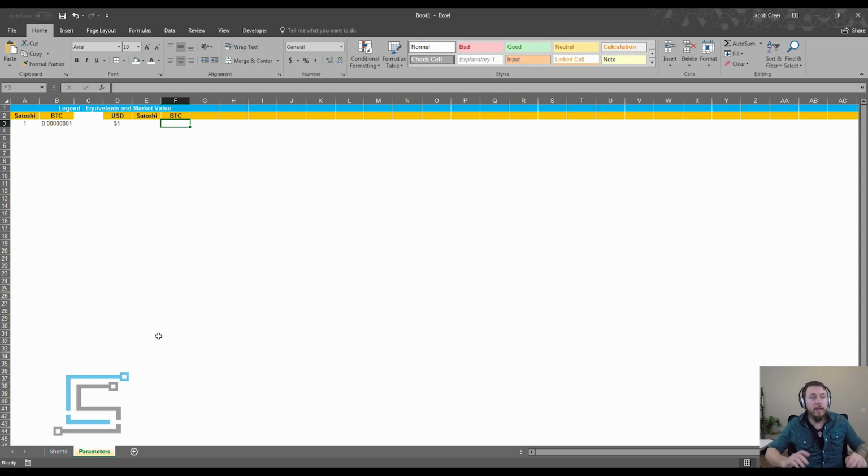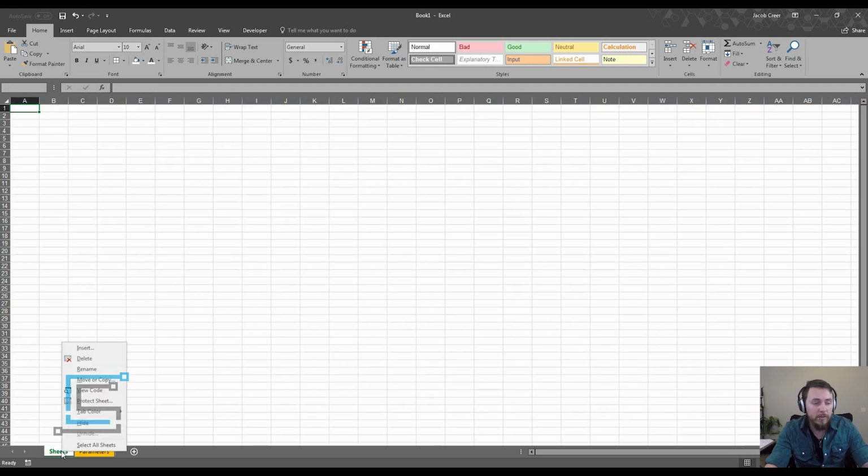Okay, so before we can actually figure our Satoshi and BTC per dollar value, we're going to need to get the actual market values for the currencies that we're investing in. Now, first and foremost, we need to actually create a sheet to store that data. So let's go ahead and do that. And you can call this whatever you want. For the sake of the video, I'm just going to call it crypto.